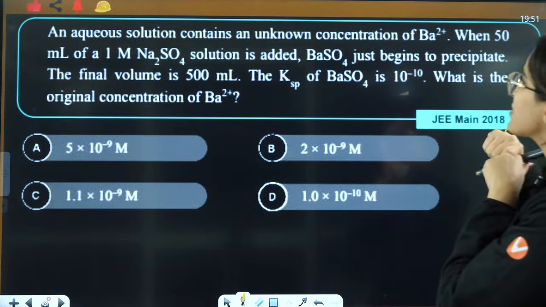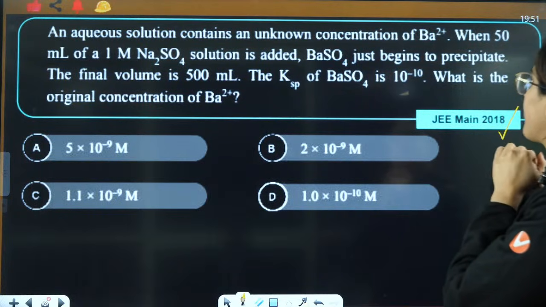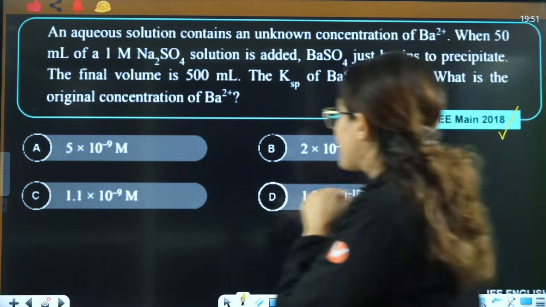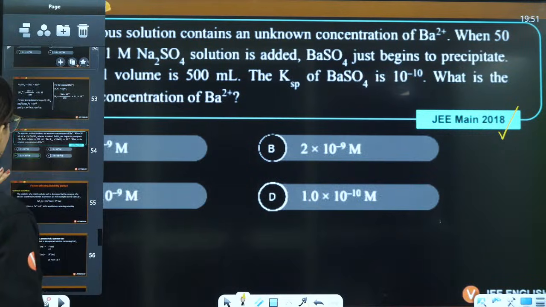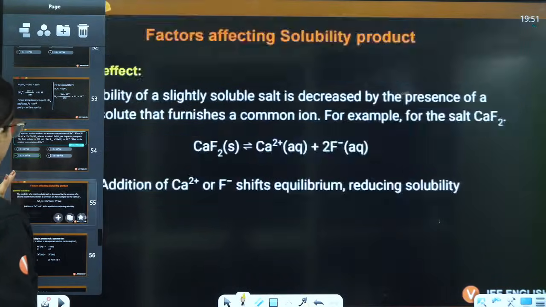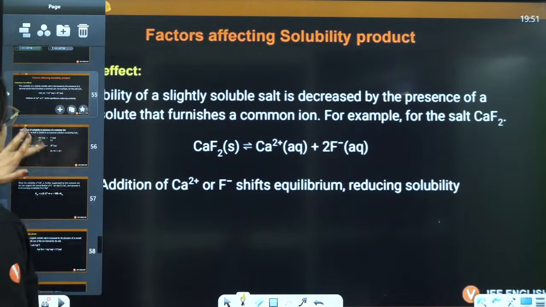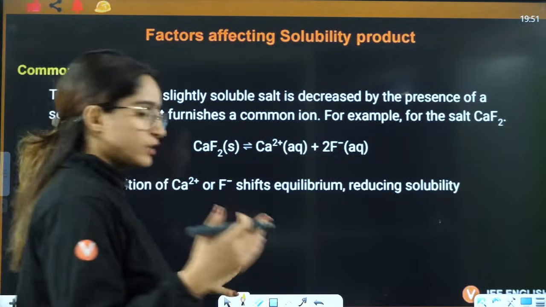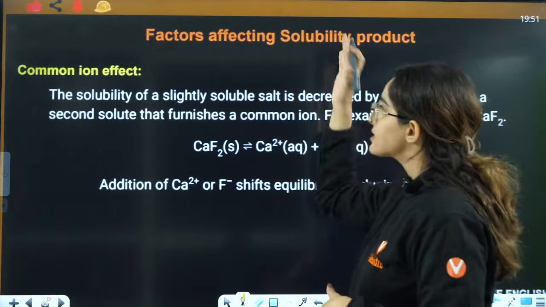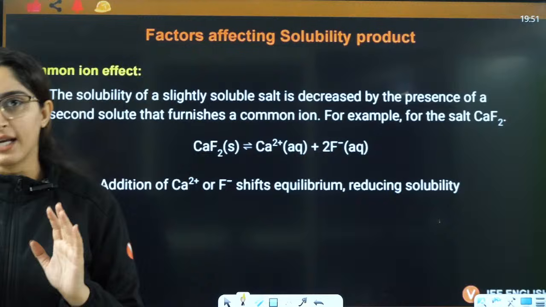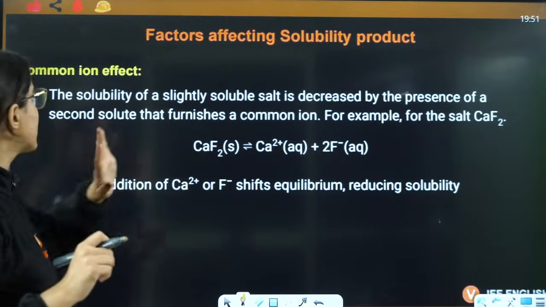For this now, firstly you should know the common ion effect. Firstly, I would want you to do common ion effect, right? Okay, so let's do this question after this, because otherwise you will get confused in the end, right? So firstly, let's do these things: factors affecting solubility product.